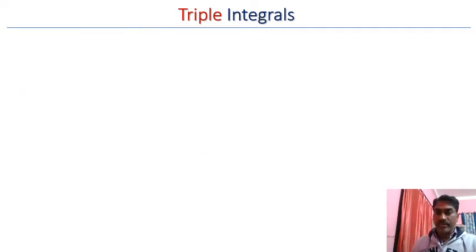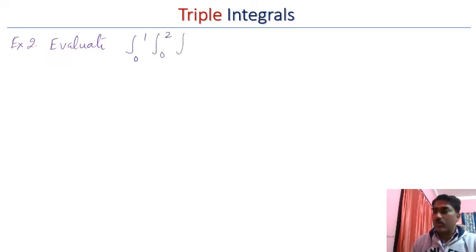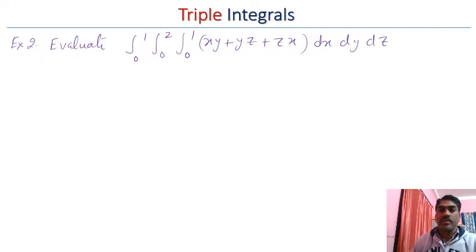Now take the next example. Evaluate the integral with limits 0 to 1, 0 to 2, 0 to 1 of xy plus yz plus zx dx dy dz. So we already know how to take the limits for corresponding variables. So let us start evaluating.